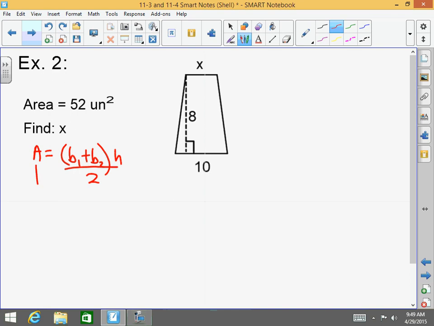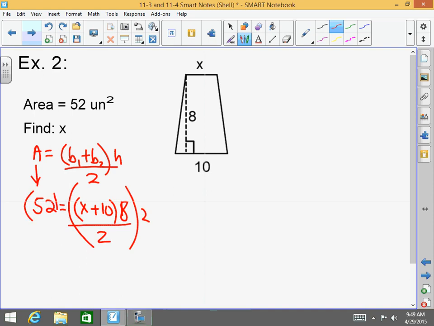They gave you the area. That's 52. They gave you one of the bases. I'm going to call x base 1, or just x. Plus the second base is 10 times the height of 8 divided by 2. At this point, now it's simple algebra. Multiply by 2. So I've got 104 equals, please remember to distribute here.